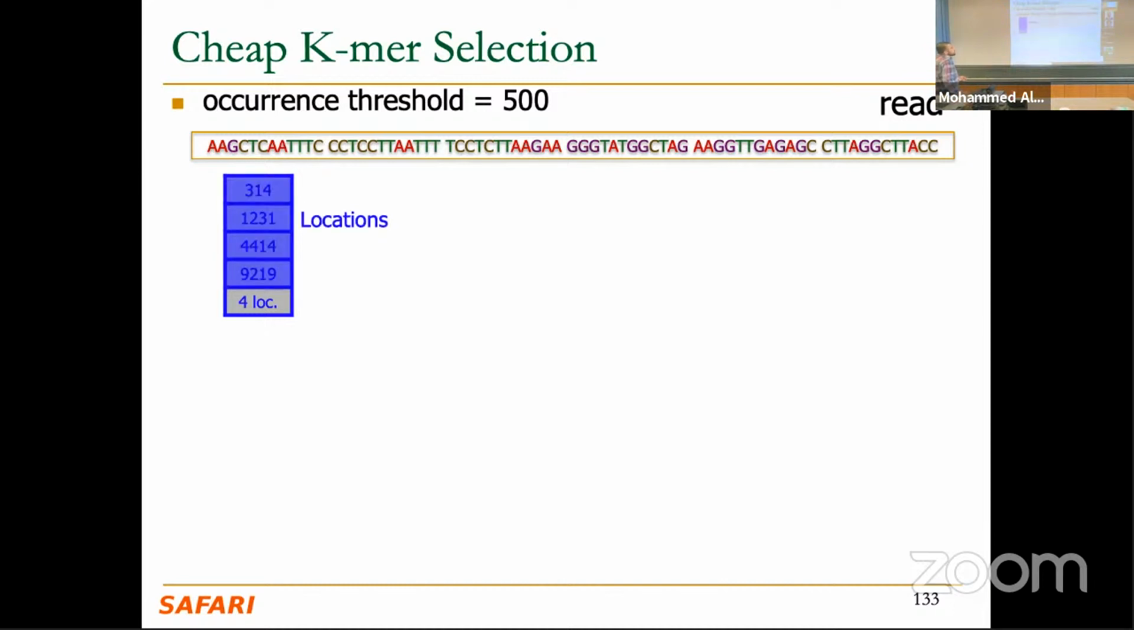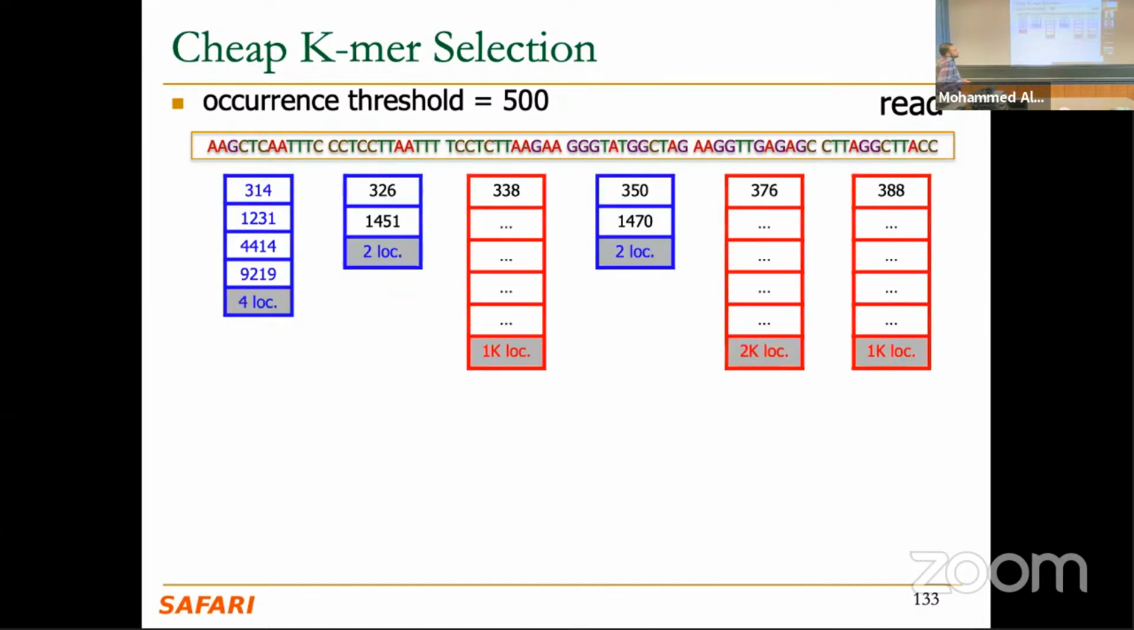So I'm checking one of the seeds. Assume it appears in the reference genome 4 times. These are the locations of that seed, and this seed appears only 4 times. I'm checking other seeds also, and I see here it appears 2 times. Here it appears maybe 1,000 times. Another seed appears in the hash table 2 times. Another seed appears 2,000 times, and so on. Based on the cheap k-mer definition, I'm going to examine only the k-mers that appear fewer times than the threshold, which is only this list and that list. And I'm going to ignore all these lists.